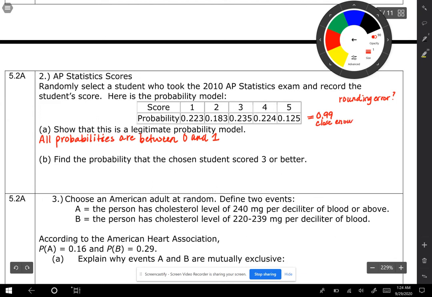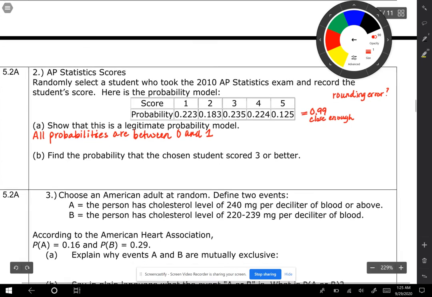Now, when would you say no? Well, first of all, if it's anything over 1, then that's not even possible. But if you're in that 0.01 ballpark amount, then that is close enough. So yes, all probabilities are between 0 and 1, and add up to 1. Put a little question mark here because we decided we're going to say yes, even though it's 0.99. Find the probability that the chosen student scored 3 or better.